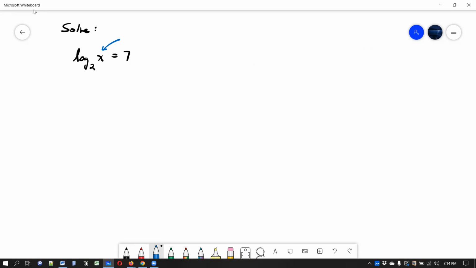Once that step is done, all I have to do is turn this log equation into an exponential equation. How do we do that? This number goes right here as the base of the number on the right. On the left side, I am left with just x. The log disappears. I will have 2 to the 7 right here. And then we can use the calculator to evaluate 2 to the 7, which is 128.